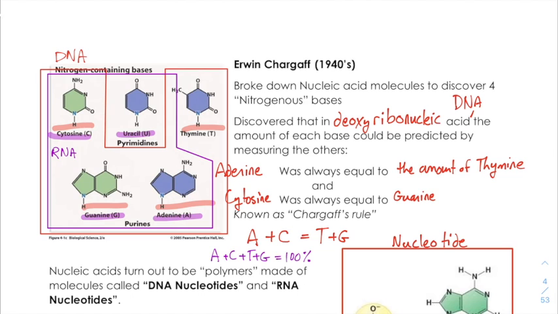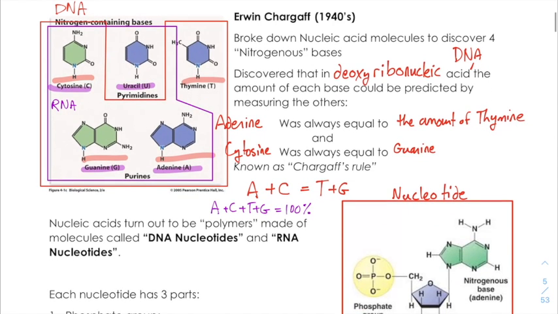So Erwin Chargaff was working on DNA in the 1940s and trying to figure out some interesting ideas about it. And one of the things that he discovered was that the 4 different bases he would find in DNA, and the 4 bases that he would find in RNA, were always found in a specific ratio.